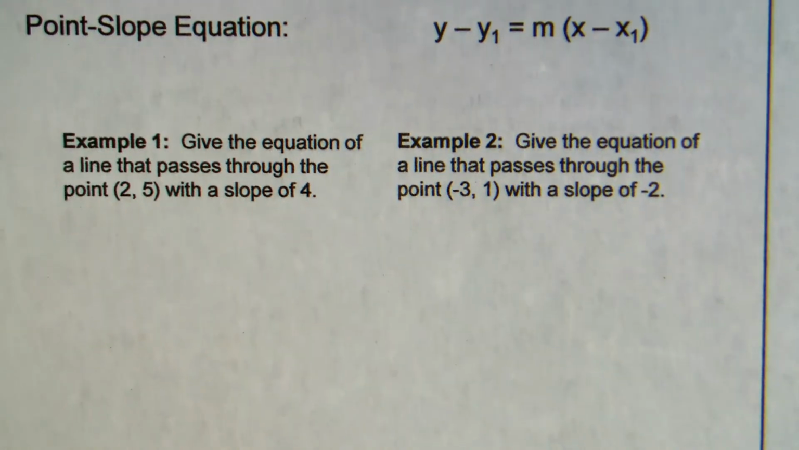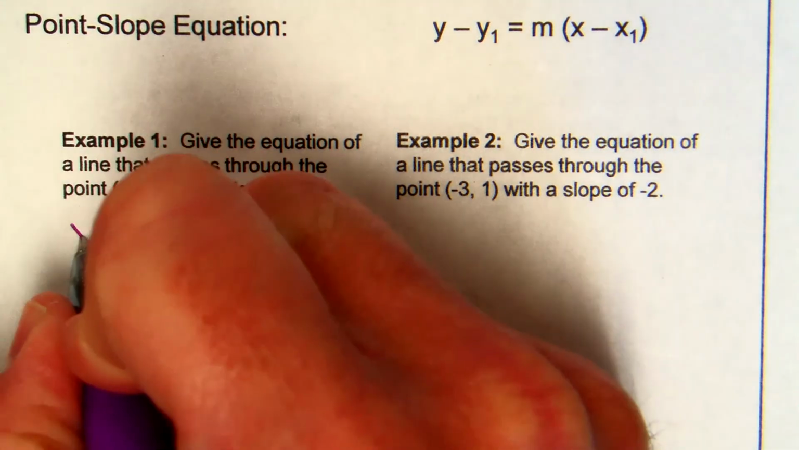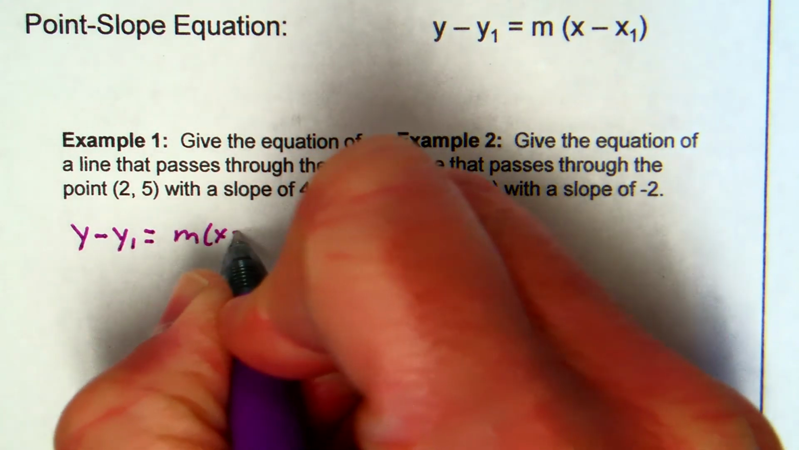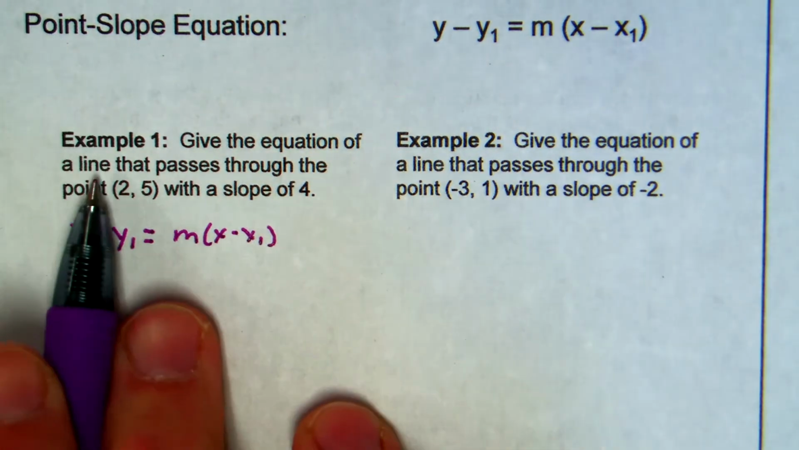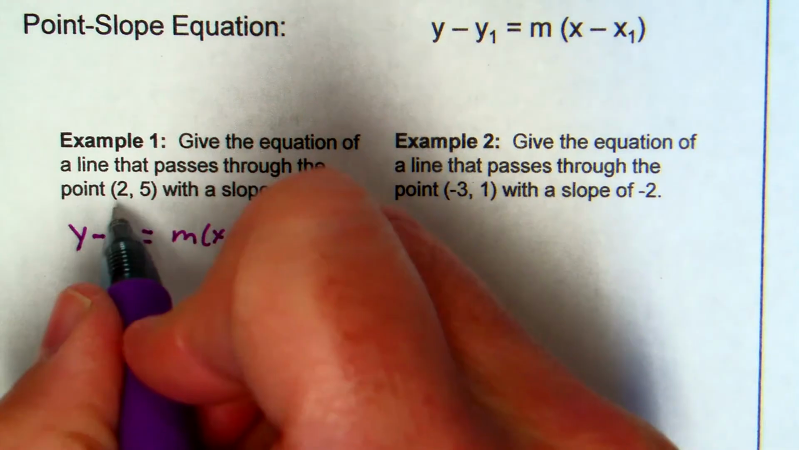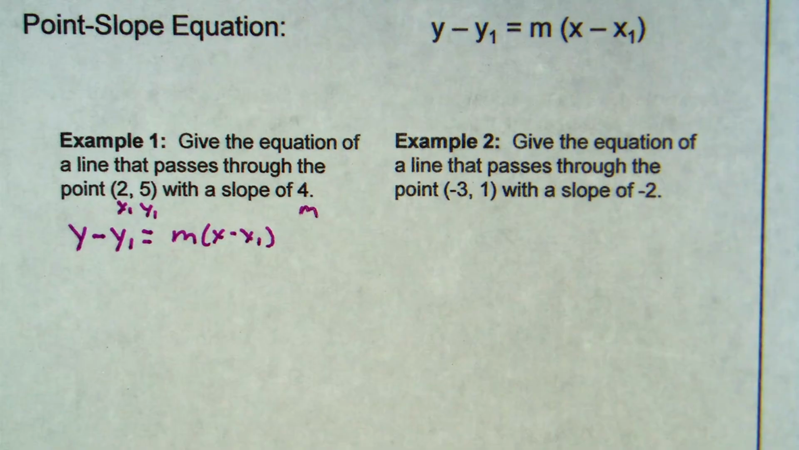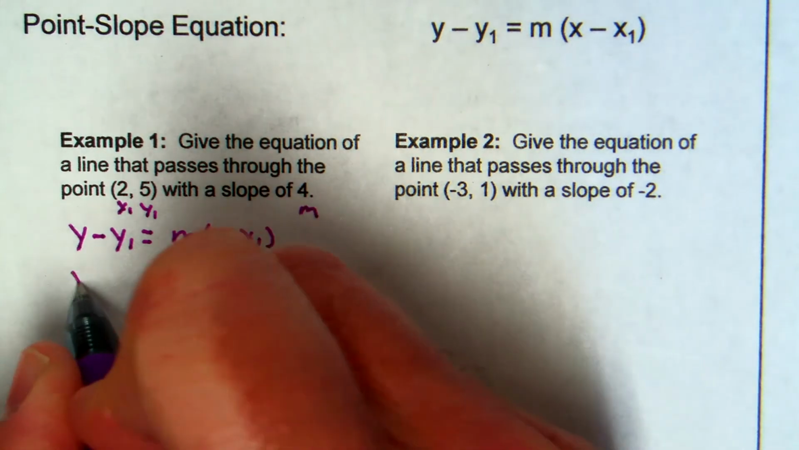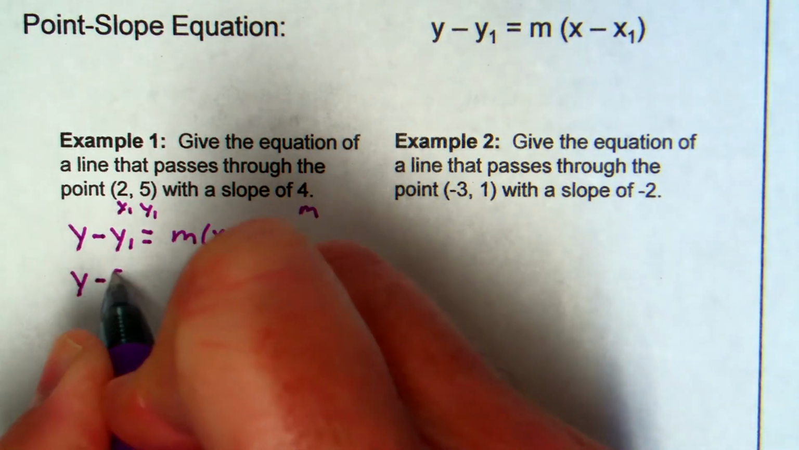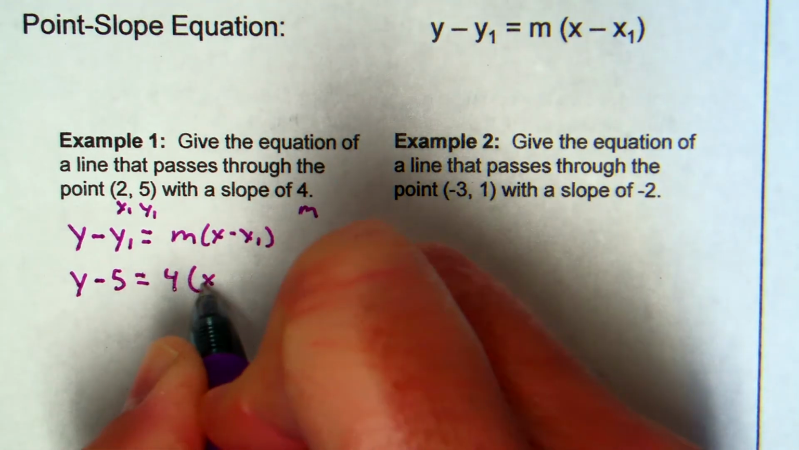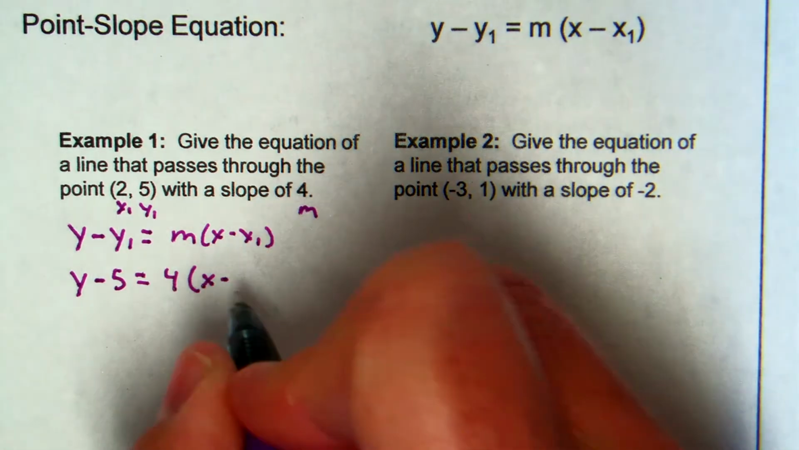You'll notice that I'm just going to keep going. I always rewrite the formula. It says, give the equation of the line that passes through the point 2, 5, that's x1, y1, with a slope of 4. That's my slope. y minus y1 is 5 equals m, that's 4, x minus x1 is 2.